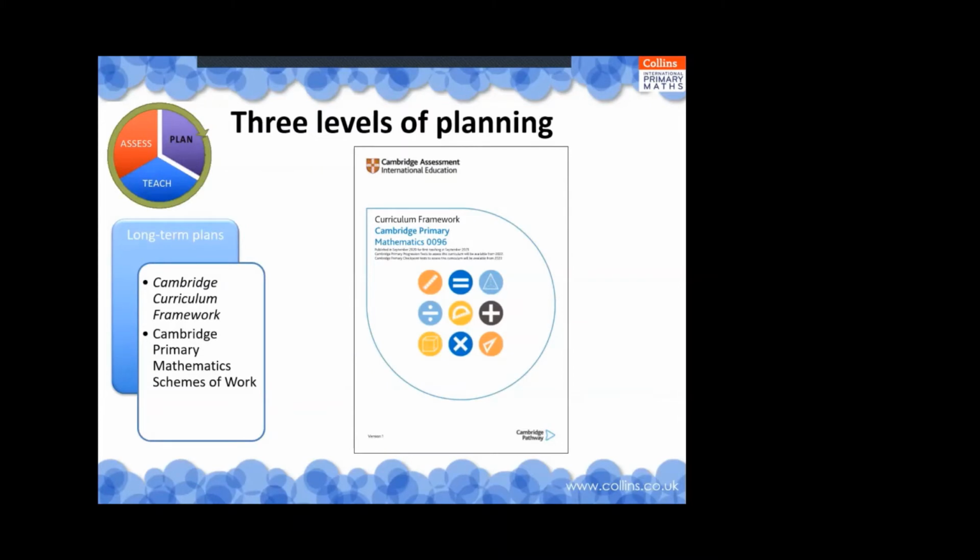The elements of Collins International Primary Maths that form the basis for planning can be summarised according to the 3 levels of planning. The Cambridge Curriculum Framework constitutes the long-term plan for schools to follow at each stage across the school year. By closely reflecting the framework and the Cambridge Primary Mathematics scheme of work, the course embodies this long-term plan.